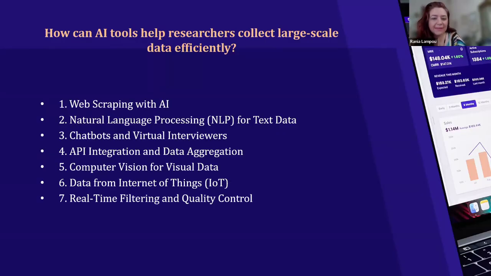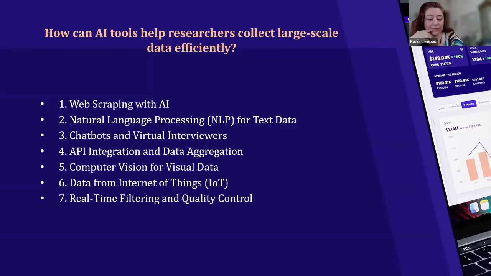The API integration and data aggregation. AI systems can connect to various APIs, such as Google Trends, in order to automatically pull massive data sets. So AI helps organize and standardize data in real time. This is used, for example, when we want to monitor global disease outbreaks, stock market sentiment, or climate data.